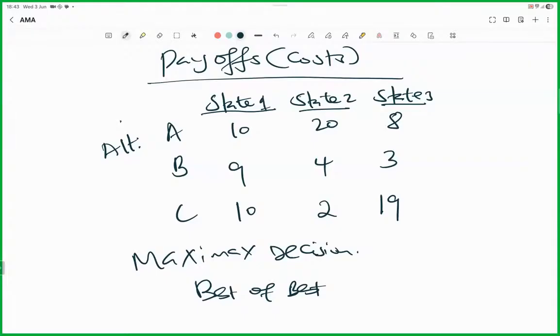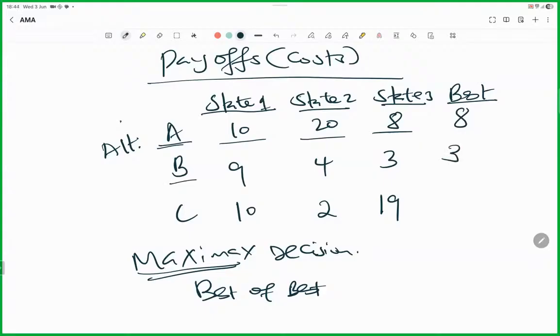Now, first of all, are we in agreement that maxi is best of the best? Profits, we maximize them. But costs, we minimize them. So then come and give us the best cost. If we go for A, there are 3 possibilities. 8 is the best, is the lowest. If we go for B, the lowest cost is 3. If we go for C, the lowest cost is 2. But you see, you are going to only go for one option. So you go for the lowest of the lowest. Best of the best. Which is what here, somebody now? 2. So this is the best of best.